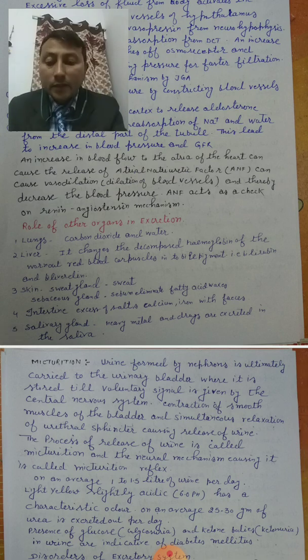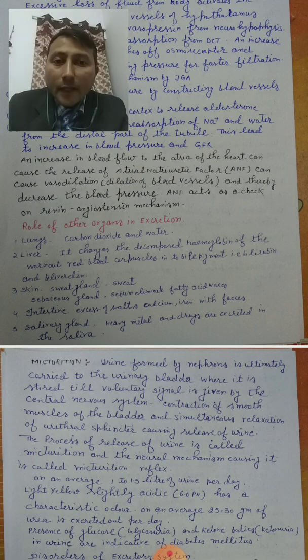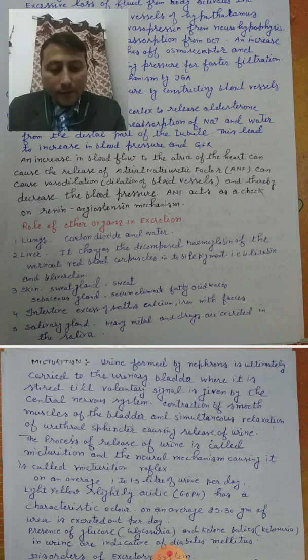There are some other organs which also play a very important role in excretion. Lungs remove carbon dioxide and water. The liver decomposes the hemoglobin of worn out red blood cells and forms the pigments called bilirubin and biliverdin. The skin: sweat glands release sweat, and sebaceous glands release sebum and fatty acids. The intestine removes excess calcium and iron with fecal matter. Then the salivary glands release heavy metals and drugs.